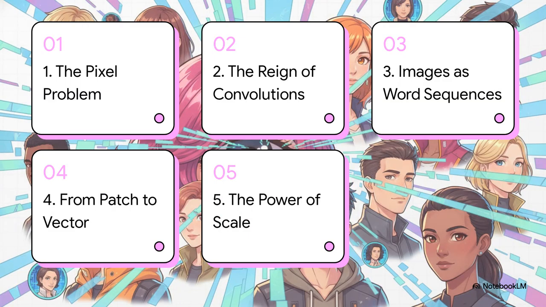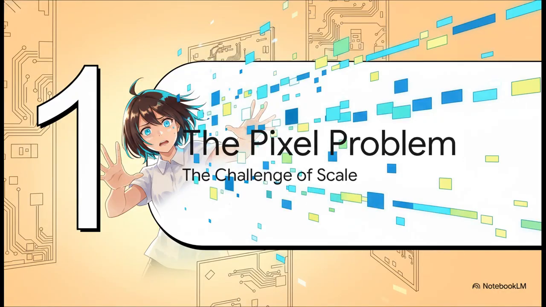So here's the plan. We're going to start with why just throwing raw pixels at a transformer is a really bad idea. Then we'll look at the old champ of computer vision. After that, we'll get to the breakthrough idea of treating images like sentences, break down the nuts and bolts of how that works, and finally, figure out why these models are so incredibly hungry for data. First up, the pixel problem.